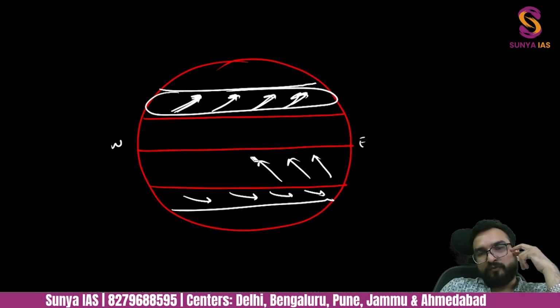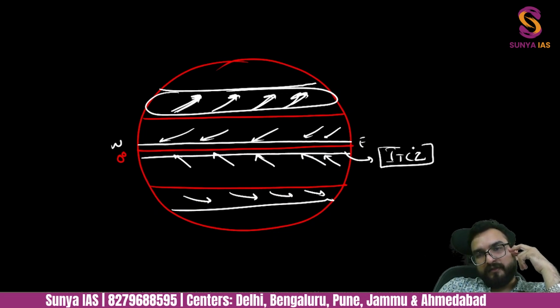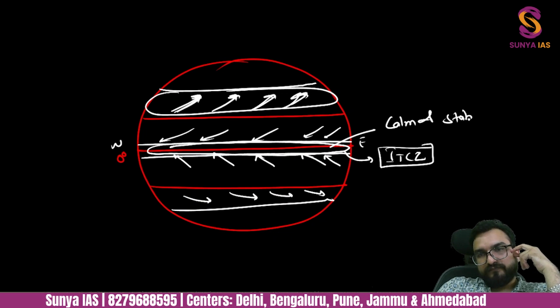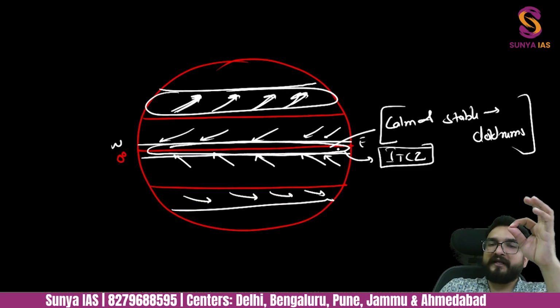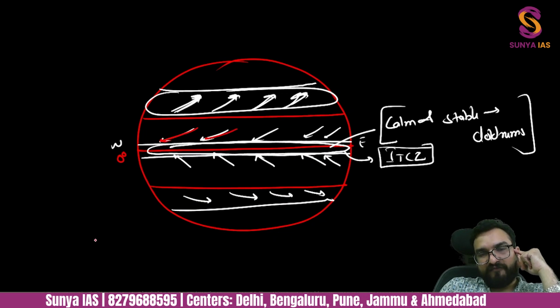What happens at the equator, at this 0 degree, what happens? The winds are flowing like this. And because of the high temperature over here, you will see that an intertropical convergence zone is formed, ITCZ. Right. Now, this area is basically very calm and stable. Calm and stable. Also known as doldrums. This you will study when you will be studying the topic planetary winds, not over here, guys.